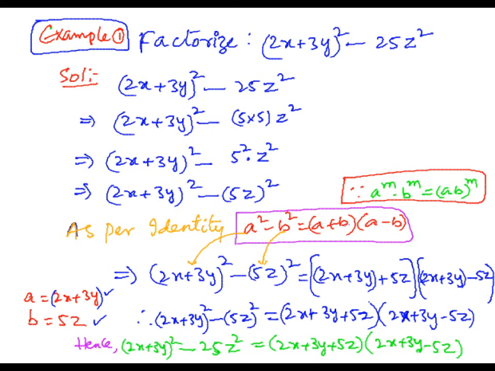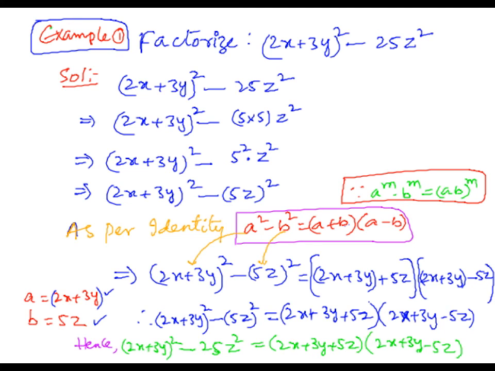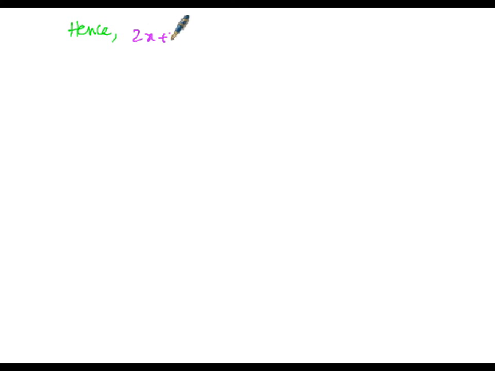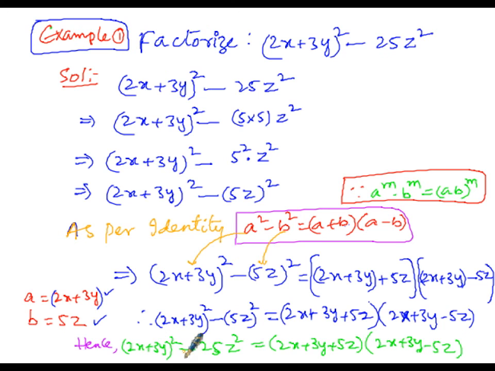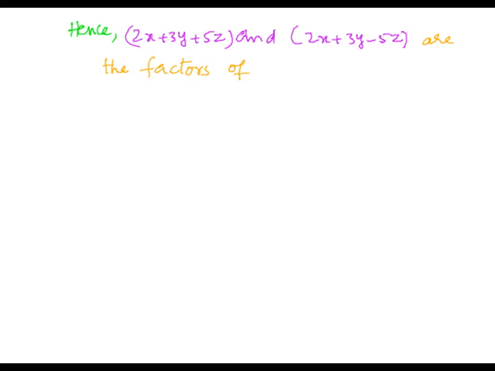Hence 2x plus 3y plus 5z and 2x plus 3y minus 5z are the factors of the given expression, that is 2x plus 3y whole square minus 25z square.